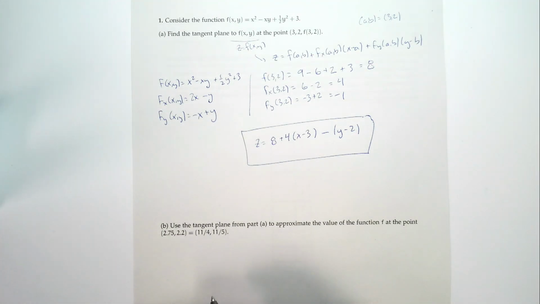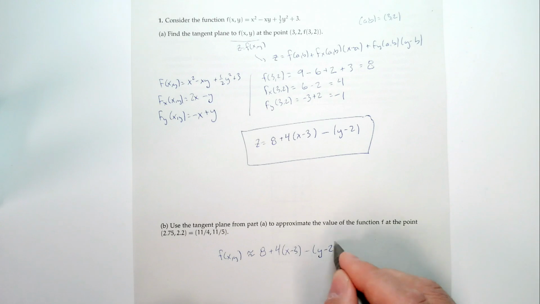Multivariable, it's tangent plane. So our idea is that f of xy is approximately 8 plus 4 times x minus 3 minus y minus 2.